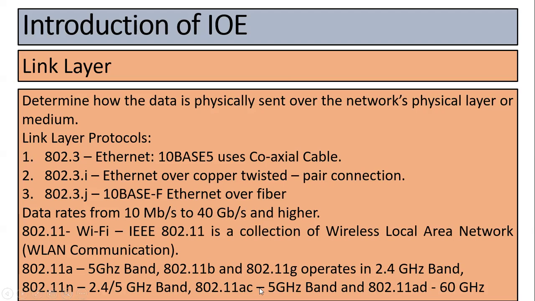And then 802.11ac, that is the 5 gigahertz band, and 802.11ad, that is the 60 gigahertz band. So these are the Wi-Fi related versions which are available, having different communication bands.